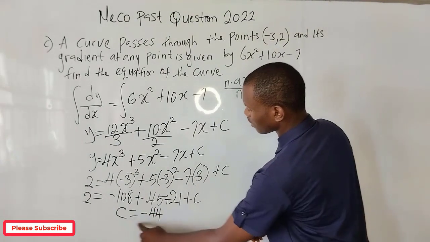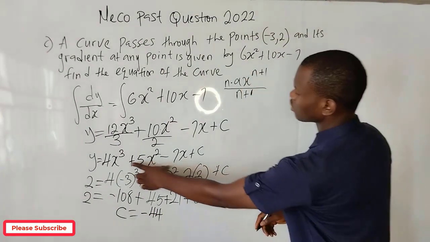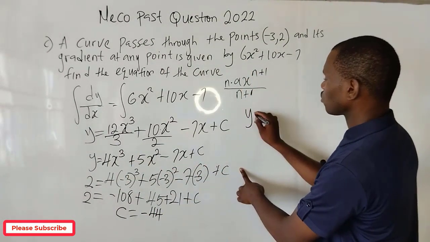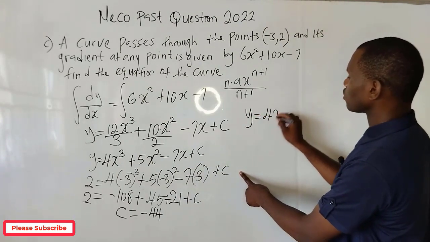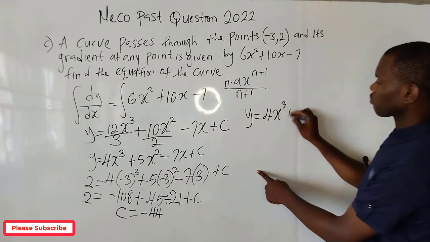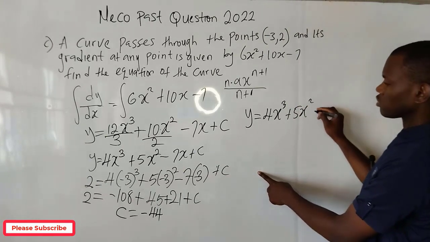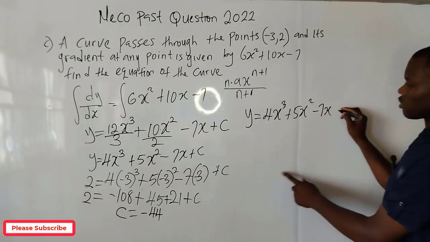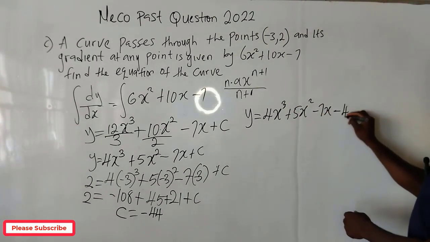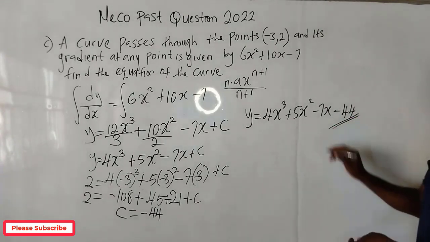So since we have gotten c as minus 44, let's bring it back into this equation. So the equation of the curve we are looking for is y equals 4x raised to power 3 plus 5x squared minus 7x minus 44. And this is the solution.